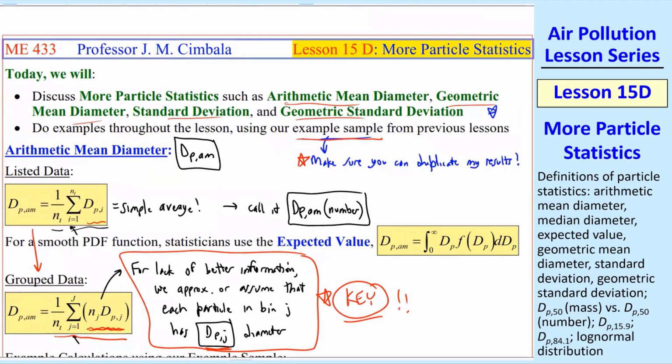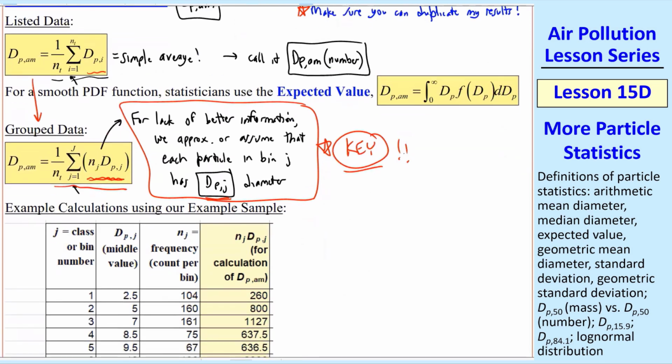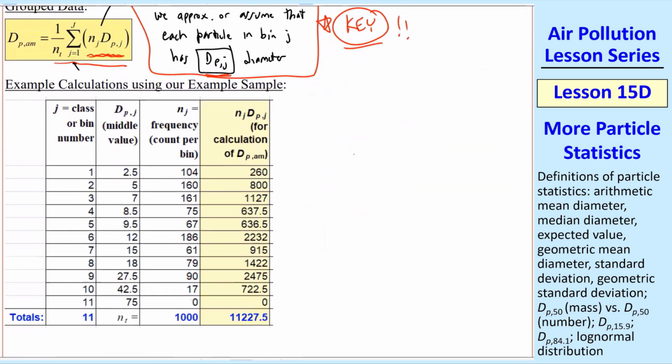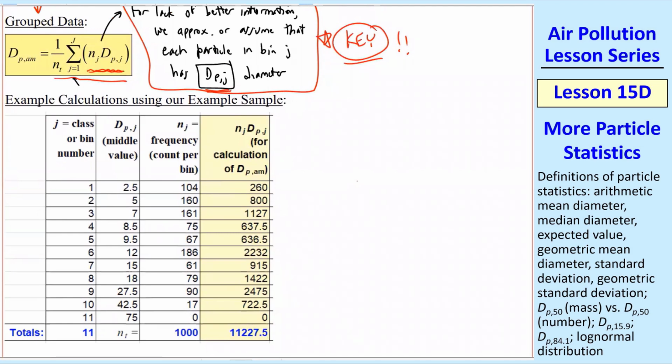Now, for each one of these 4 statistics that I'm going to define, I will also do example calculations using our example sample. I used Excel for all this. You can use whatever you want. I list only 3 of the columns, J, DPJ, the middle value, and the frequency, the NJ, which is the number of particles in each bin. I made a column called NJ DPJ. This is to calculate DPAM.